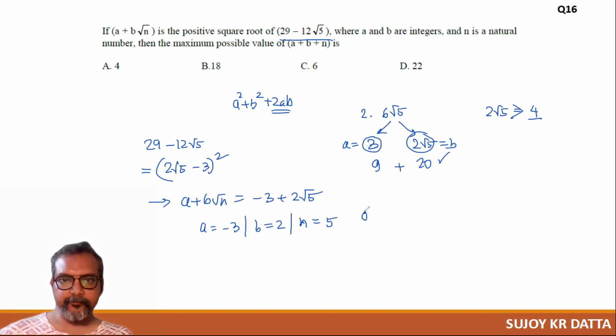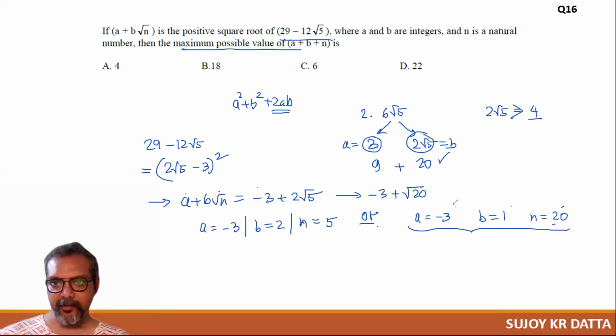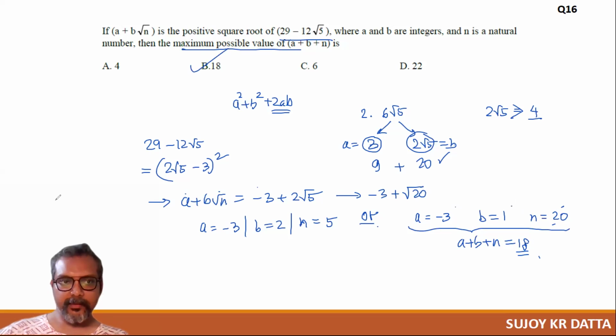Alternatively, we can also try clubbing them. So a is negative 3, and then this b root n, which is 2 root 5, I can put entirely inside the surd. So we can write it as minus 3 plus root 20. So then b becomes 1 and n becomes 20. Now, obviously, they are saying maximum possible. So obviously here we have a bigger number, so this will be the maximum possible. So 21 minus 3 will be 18, and that is the maximum possible value. So option B. Let's go to the next one.